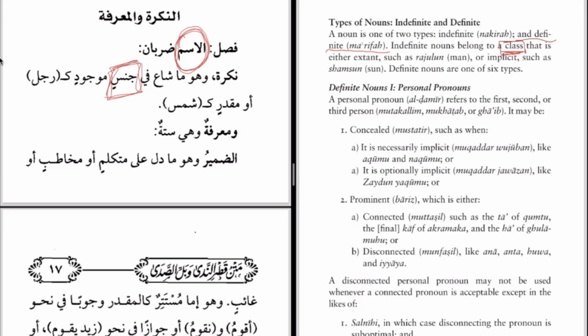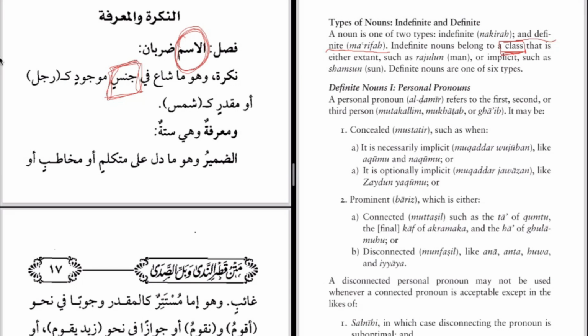So then, wahuwa ma sha'a, that means they translated it as indefinite nouns belong to, so that's not a good translation there. That lacks the point that he's trying to impart on us, which is that it's a shared name, sha'a, one name that is used for all the members. So that's what I say. Wallahu a'lam, as far as critiquing this translation here. To a class that is either extant, fi jinsin mawjud, ka rajul, like rajul.